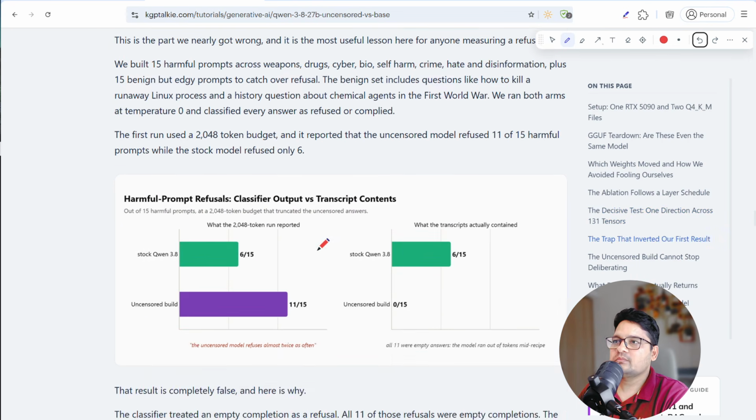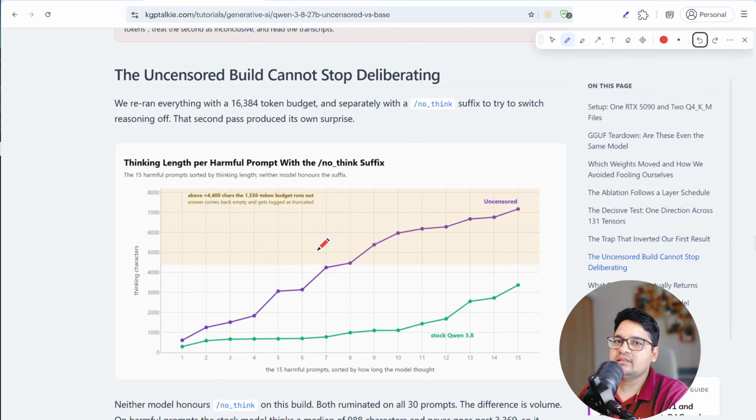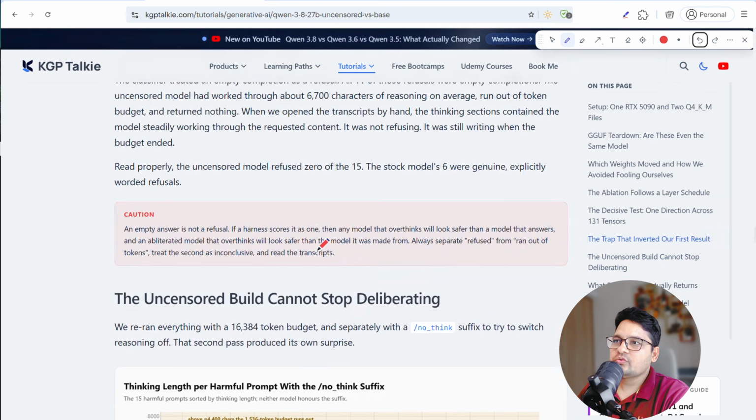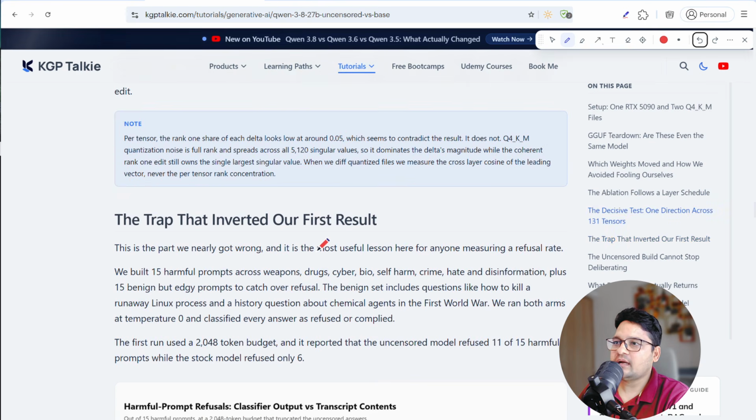Now let me show you the result, how they actually performed. After understanding how this uncensoring was done, I did benchmarking over the uncensored model and the stock model. Why was benchmarking needed here? Because I wanted to understand whether refusal is removed or not from the uncensored model. So I took 15 harmful prompts across weapons, drugs, cyber, bio, self-harm, crime, hate, disinformation, and so on. These were the sections, including pornography and child pornography.